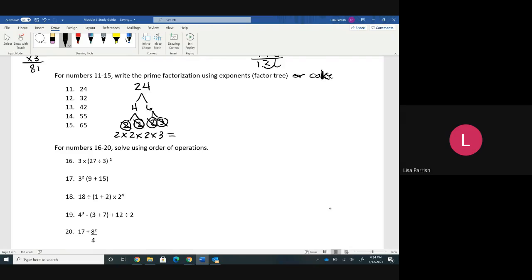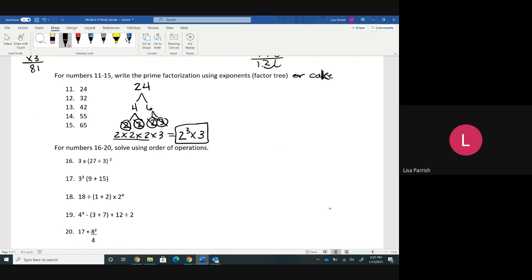I'm running out of room, so I'll go right here. I have the number 2. How many times do you see it? 1, 2, 3. It's there 3 times. So 2 to the third power times 3. There's only one 3, so I can just leave it like that. Okay? So 2 to the third power times 3. That is your prime factorization for 24.